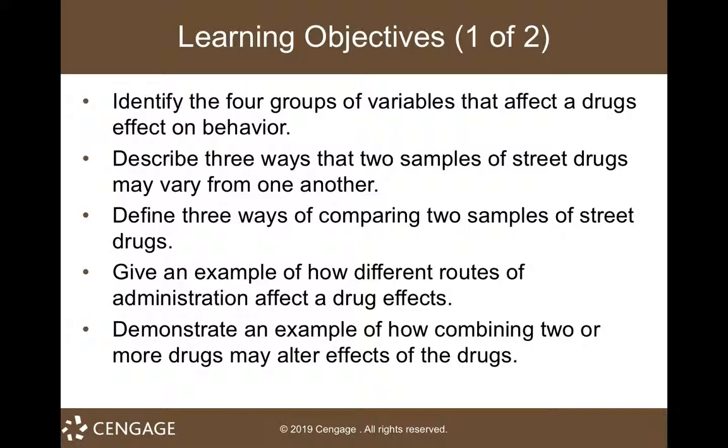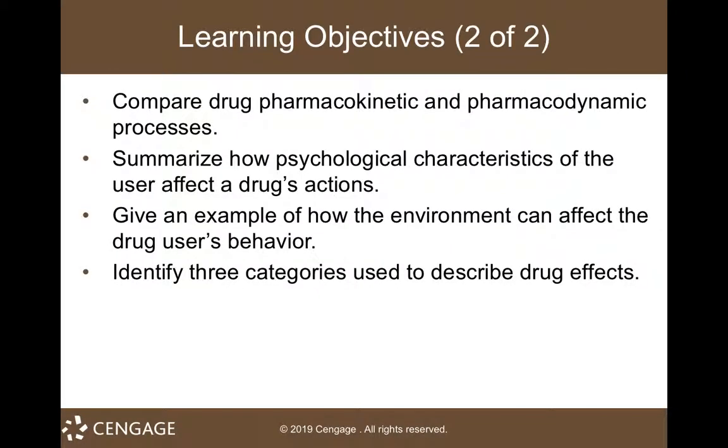Okay. So by reading this chapter, the objectives are to identify the four groups of variables that affect a drug's effect on behavior. So, affect versus effect. Learn the difference. Describe 3 ways that 2 samples of street drugs may vary from one another. Define 3 ways of comparing 2 samples of street drugs. Give an example of how different routes of administration affect a drug's effects. Demonstrate an example of how combining 2 or more drugs may alter effects of the drugs.